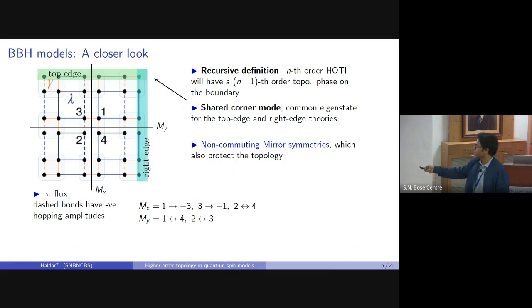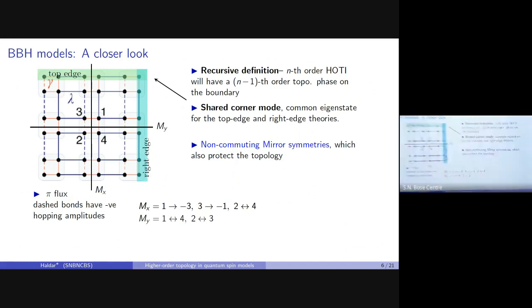If it was just a reflection, that is just 1 and 3 interchanged, this dashed line wouldn't be replicated here. You need to take care of this dashed line. You can see already it's not a simple reflection. You have to do more. That more is changing the sign, basically changing the phase of the wave function on 3 to be pi opposite to that of 1.